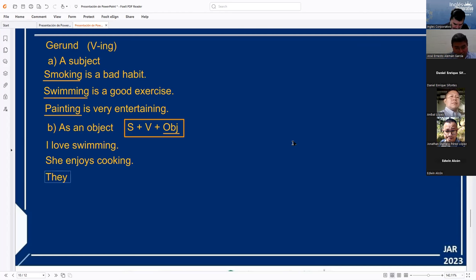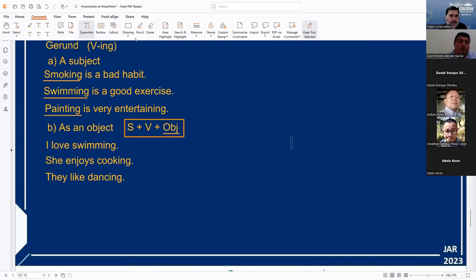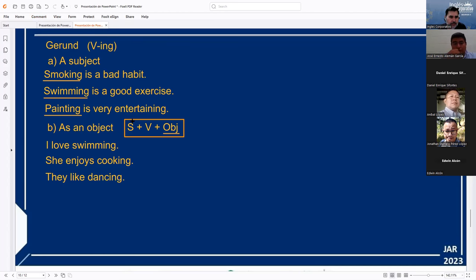They like dancing. Then, my dear Angelitos, we have over here, this is the verb in ing. This one. This is the gerund. Okay, so I love means I enjoy, like, I love swimming. She enjoys cooking. They like dancing. All of these are gerunds. These are gerunds, okay?